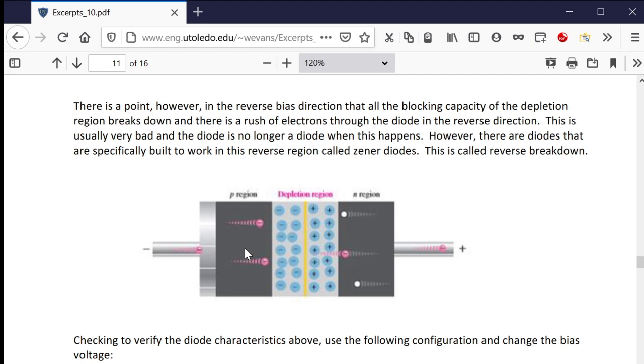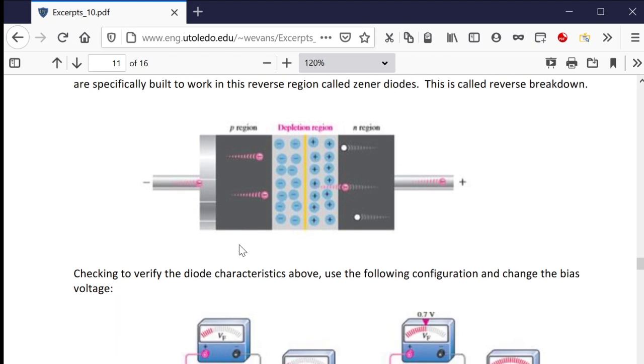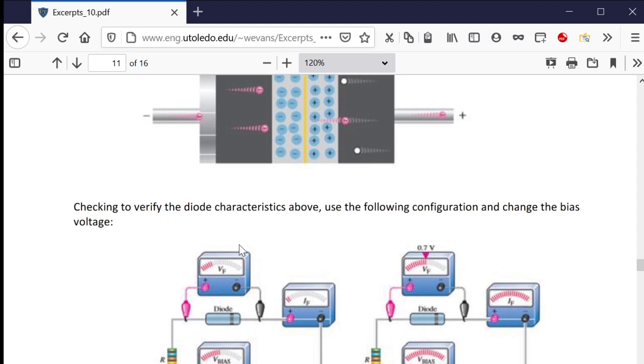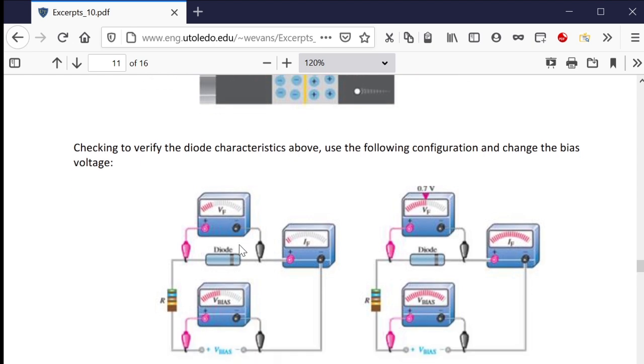There are times when you can have current in the reverse direction. These are called Zener diodes, and they resist up to a certain point, and then they have what they call a reverse breakdown, and that's why you can have a Zener that will actually act in the reverse direction.